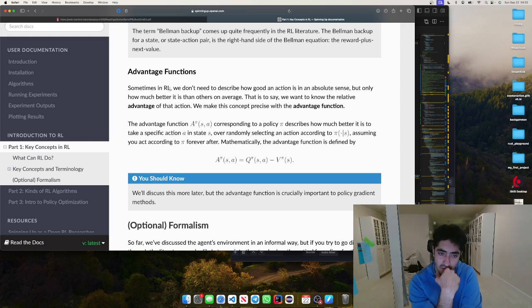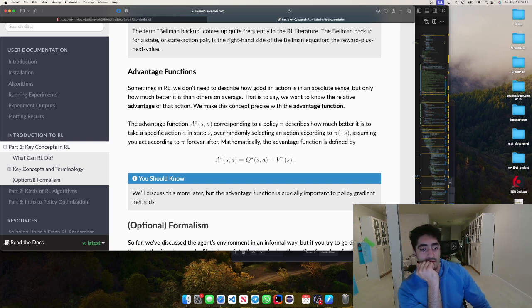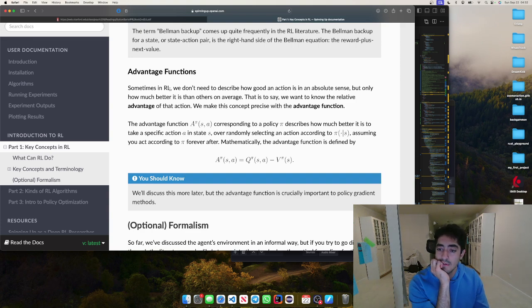The advantage function corresponding to a policy pi describes how much better it is to take a specific action a in state s, over randomly selecting an action according to pi(.|s), assuming you act according to pi forever after. Mathematically, the advantage function is defined by that.